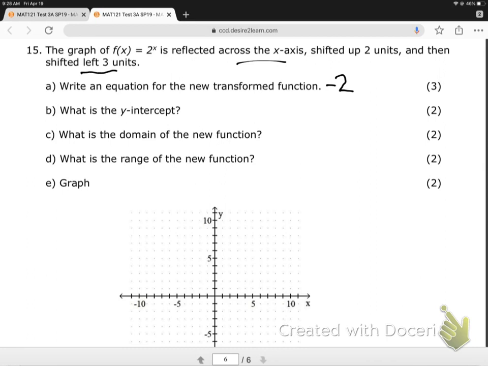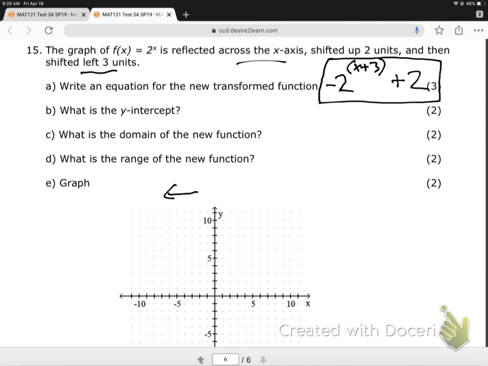If you moved it left 3 units, that's going that way, so that's x plus 3, okay? That is left 3 units, then up 2. That's it. That's the actual transformed function, okay?